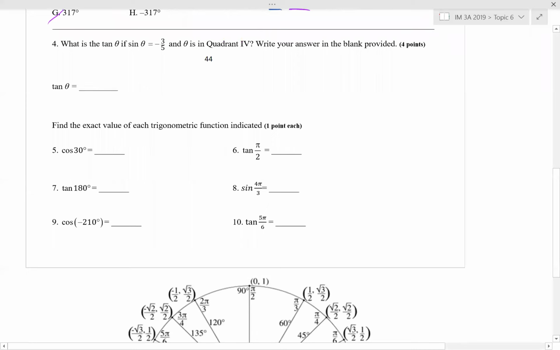For number 4, we have what we talked about in section 6.3 day 2, and then for 5 through 10, it's what we talked about in section 6.3 day 1.